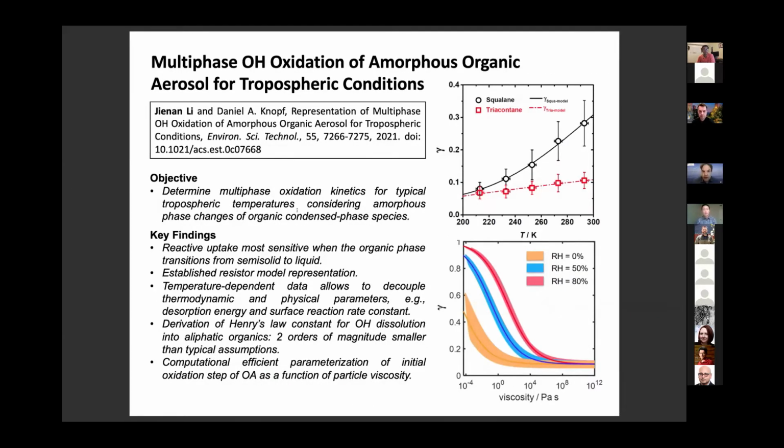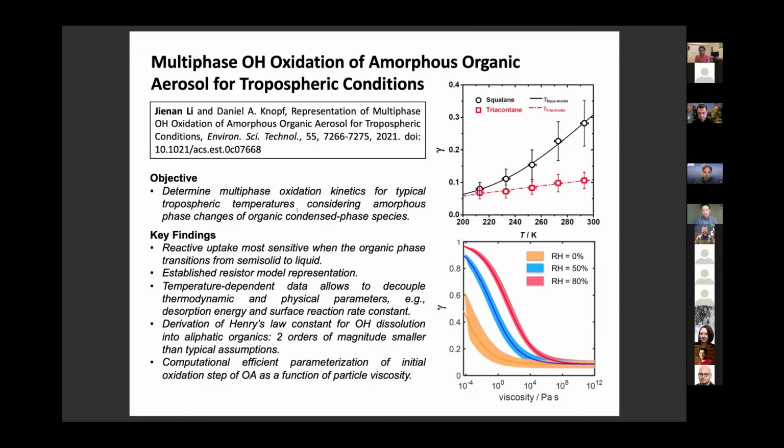Hello, thank you, Joel. Here I want to report on a paper we just very recently published in EST with my former graduate student Jinan Lee. He's now with Rainy Sung. We developed an experiment where we can study OH and NO3 radical uptake by organic substrates down to minus 60 degrees Celsius. You see that in the upper right panel here.